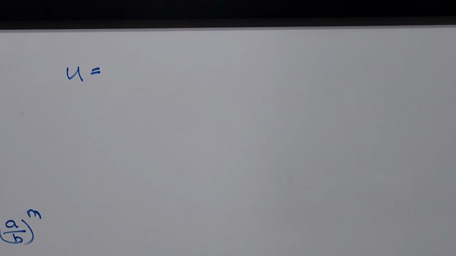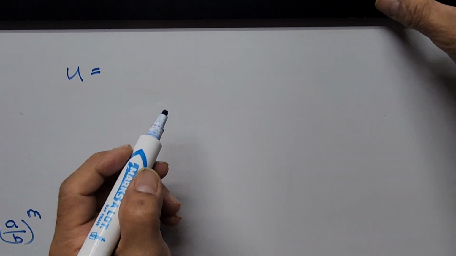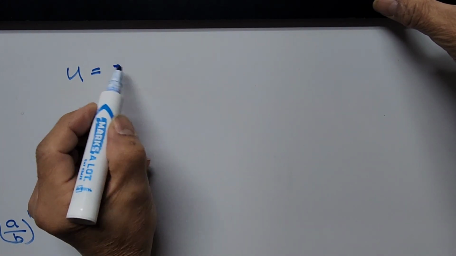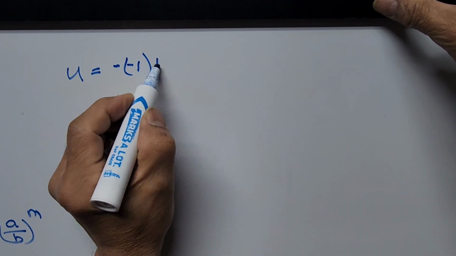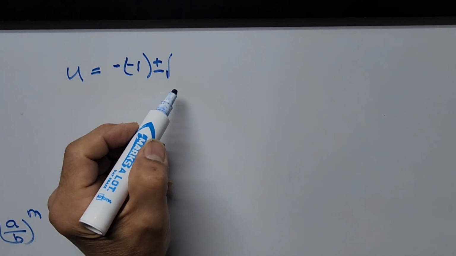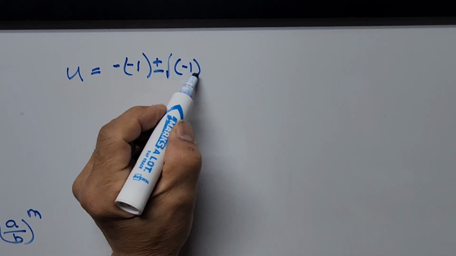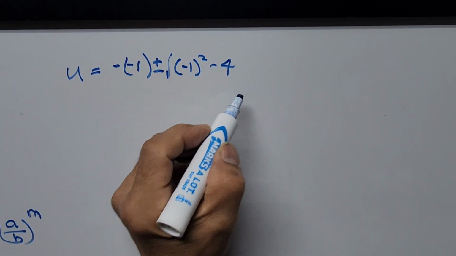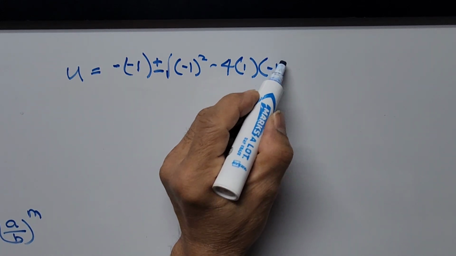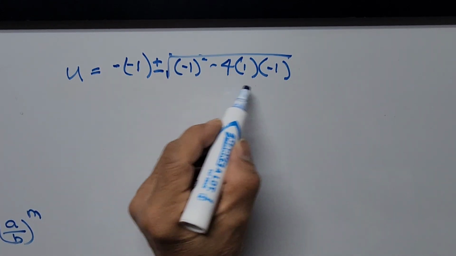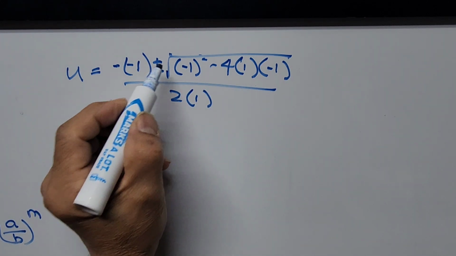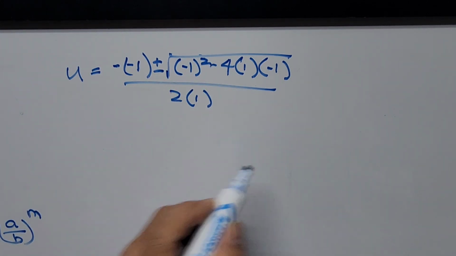So now we have the value of u to be minus b, and b is -1, so -1 plus or minus square root of b squared, that is -1 squared, minus 4 times a, which is 1, and c is -1, divided by 2 times a, which is 1, 2 times 1.